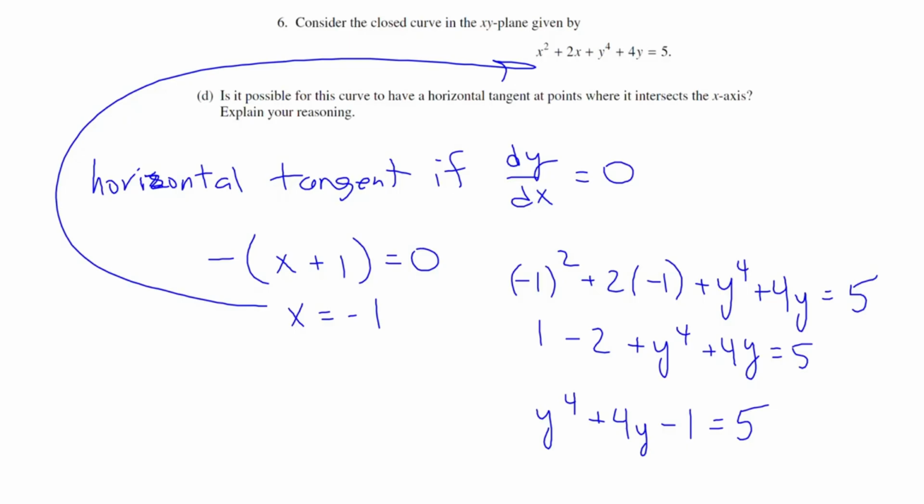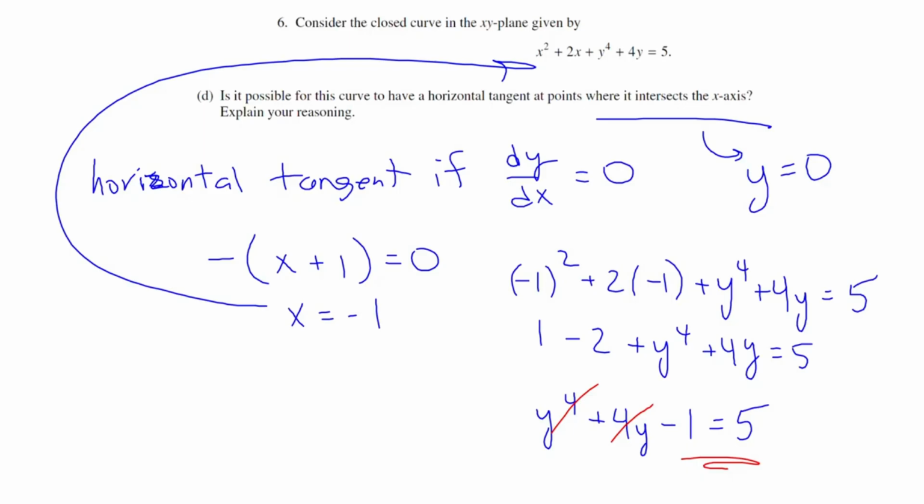Then we're sitting here looking at this now, saying, well, can it happen when it intersects the x-axis, right? So if it intersects the x-axis, that would be when y is equal to 0. So if y is equal to 0, then the y to the 4th and the 4y terms are just going to go away. And we just end up with -1 equals 5.